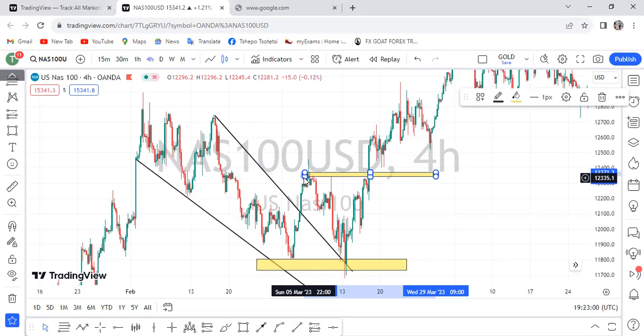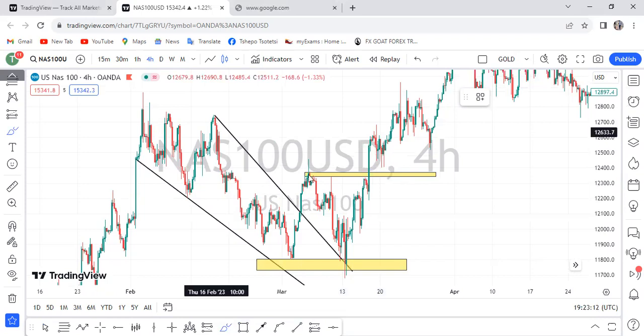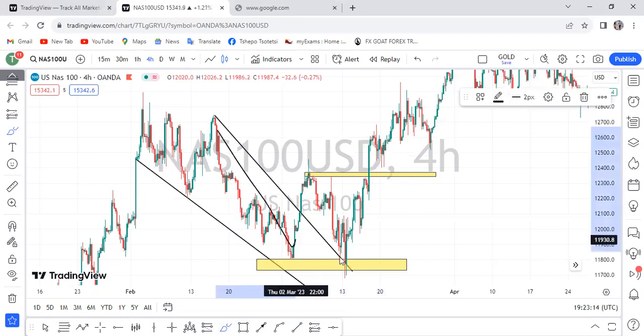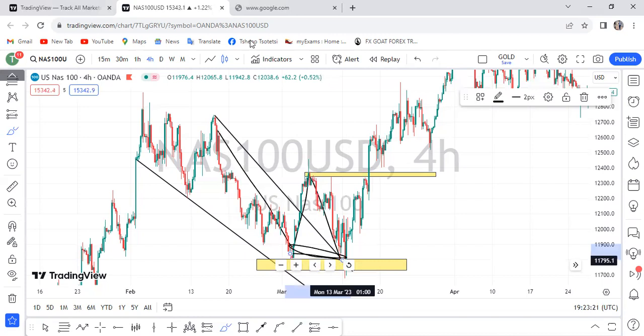Remember, we're in a downtrend. Market was pushing down. It makes a high, comes back, makes the same low. Once it breaks this high, you wait for market to come back and retest. Once it retests this high, you can make your entry from here.